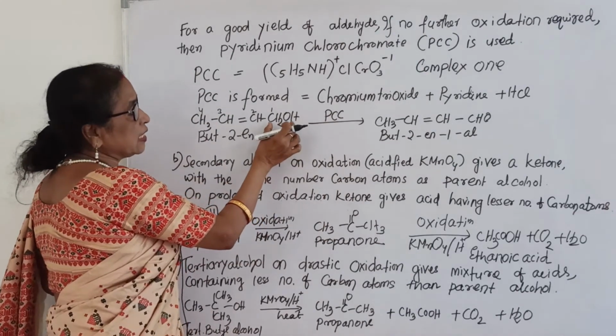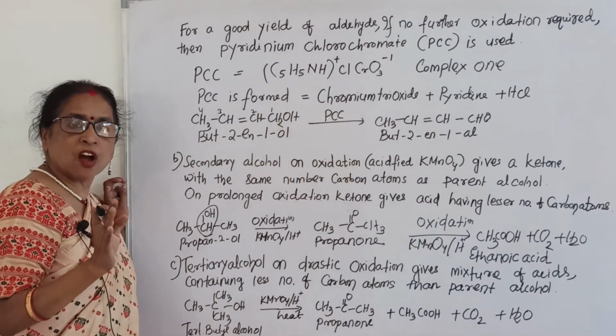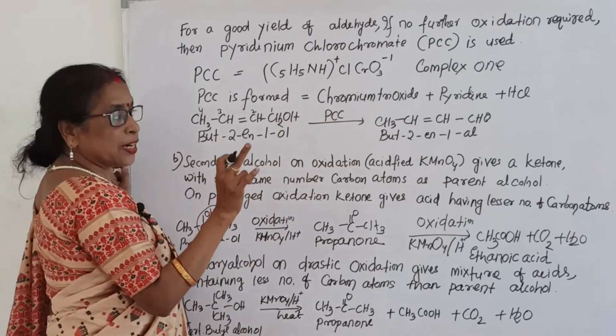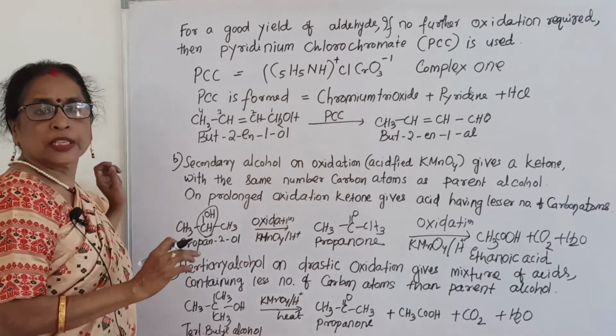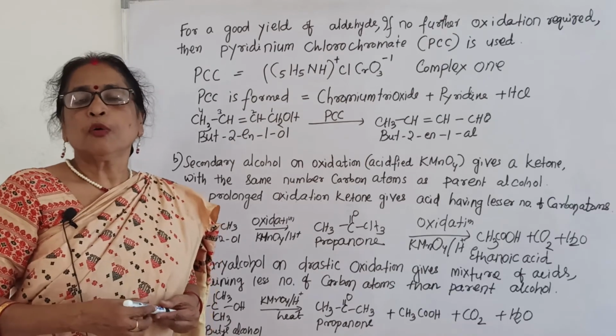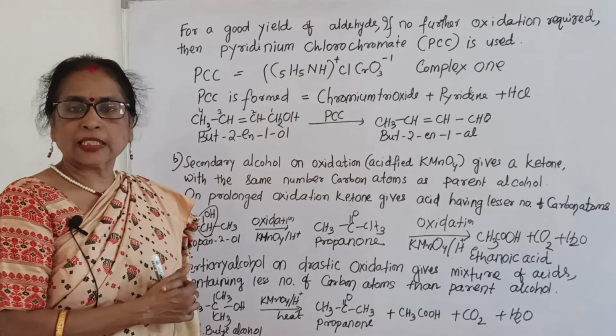That means the CH2OH group changes to CHO. The double bond is not affected. The double bond remains as it is. Only the CH2OH changes to CHO. Now it is clear, that means oxidation of primary alcohol with a good oxidizing agent, such as acidified potassium permanganate.